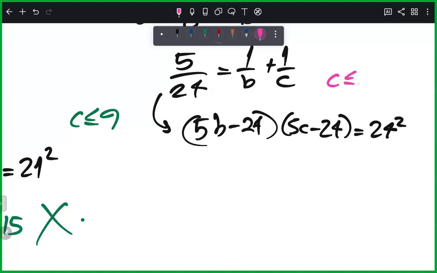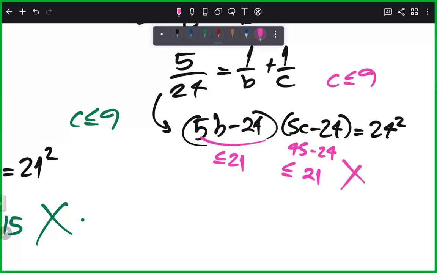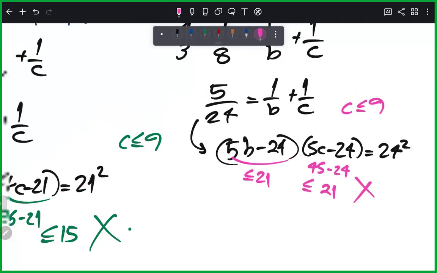Okay, again, we do the analysis. c is less than or equal to 9. So this is 45 minus 24, which is at most 21. It's less than or equal to 21. And since b is smaller than c, this is less than or equal to 21. Two numbers cannot multiply to 24 squared, so this does not give us any solution.